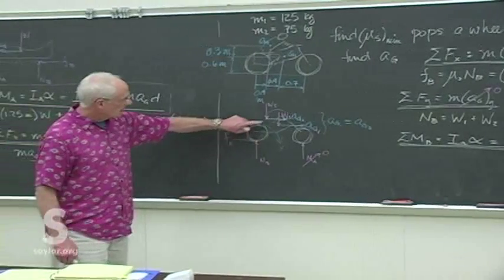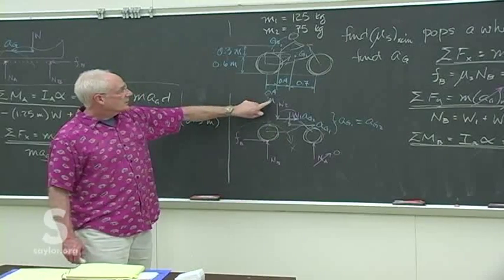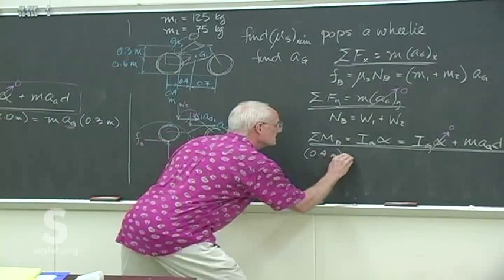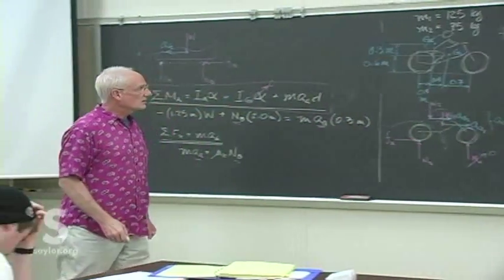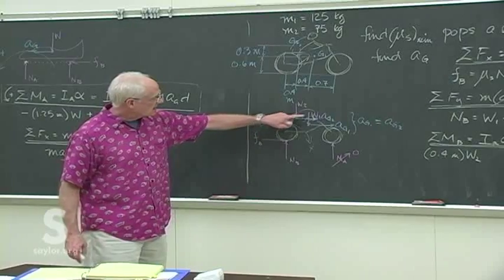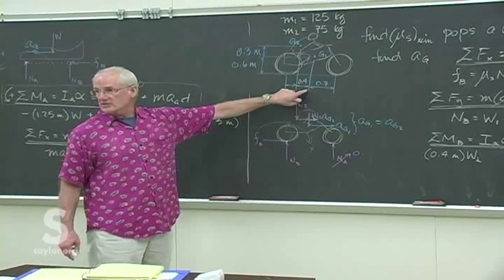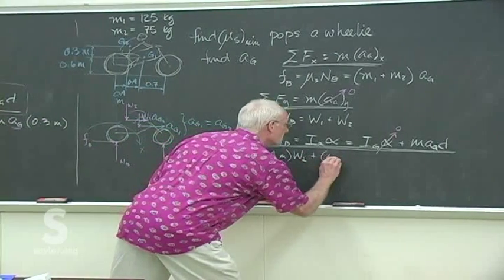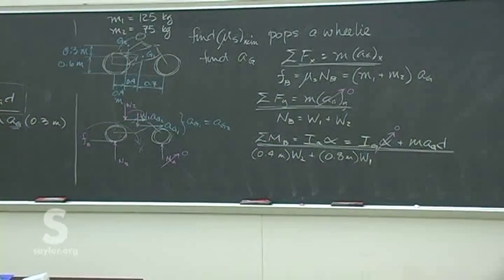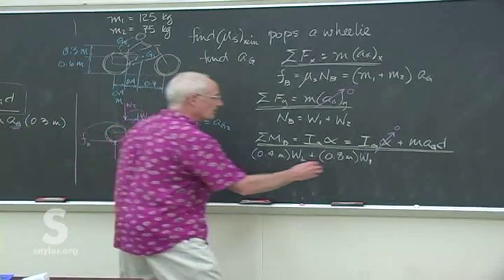All right, sum of the moments. We have W2, which is 0.4 meters in front of point B. So we have 0.4 meters, W2. That's the rider. And that's clockwise, so it's positive. W1 is 0.8 meters in front of the back wheel, the point B. So 0.8 meters, W1. Remember, W1 and W2 are known. And we're assuming we're just at the point where there's no normal force at the front wheel. It's just ready to lift off. So that's all our moments.